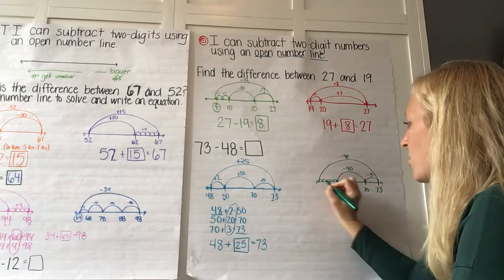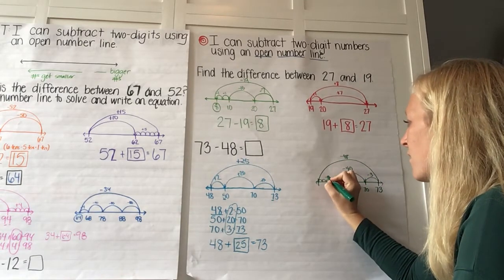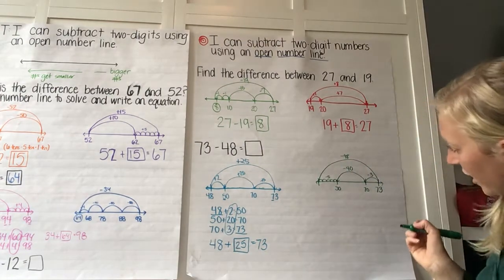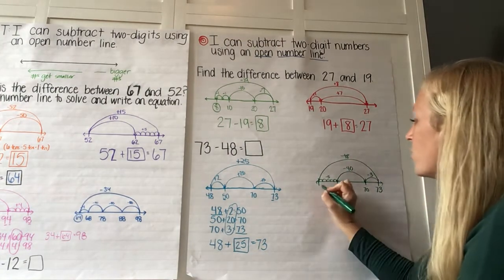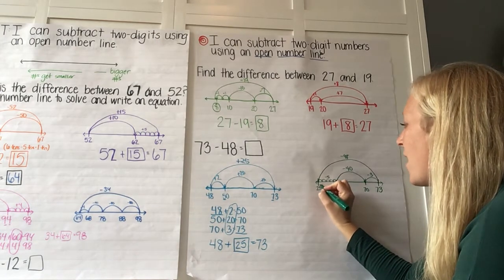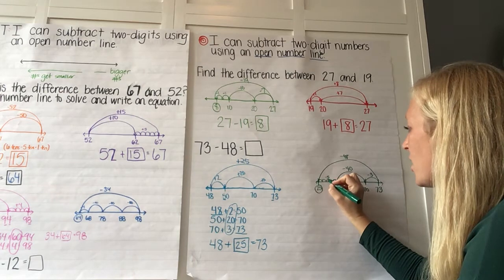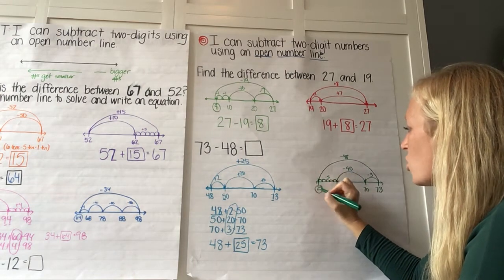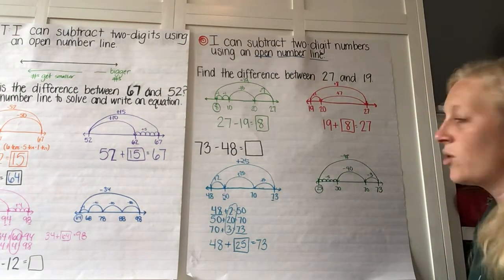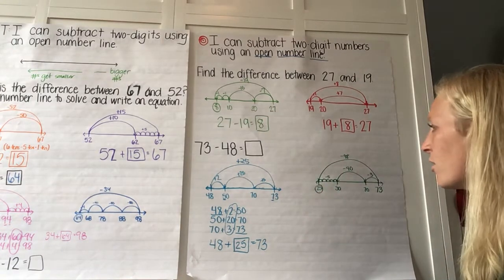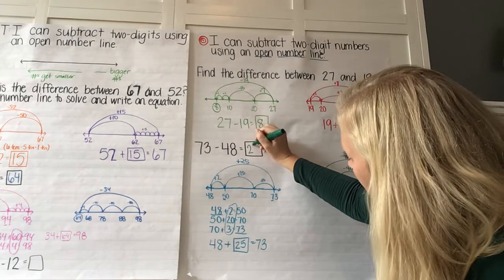So how many little jumps did you make? Took away 5 more little jumps. And then where did you land? 25. How did you know you landed on 25? 20, 30, 29, 28, 27, 26, 25. So when you started at 73, you took away 48, landed on 25.